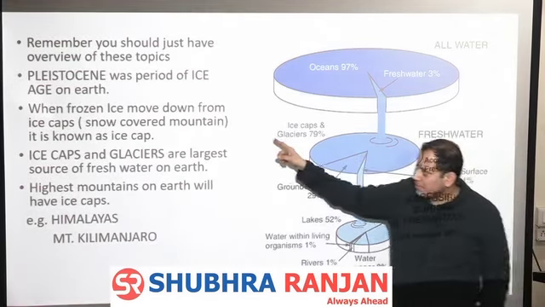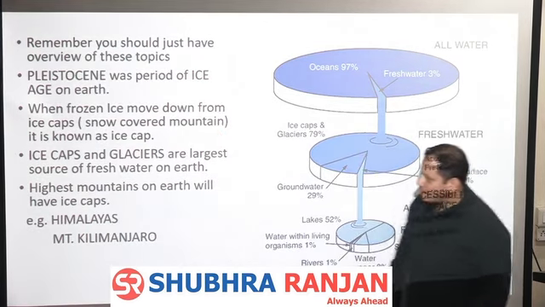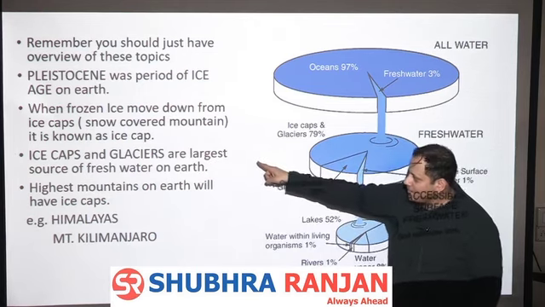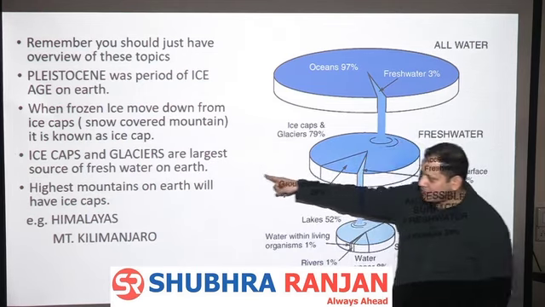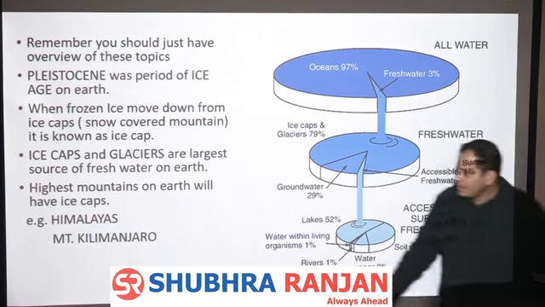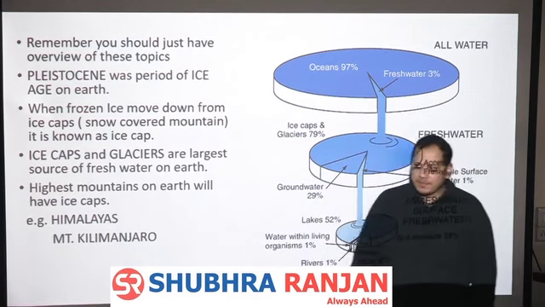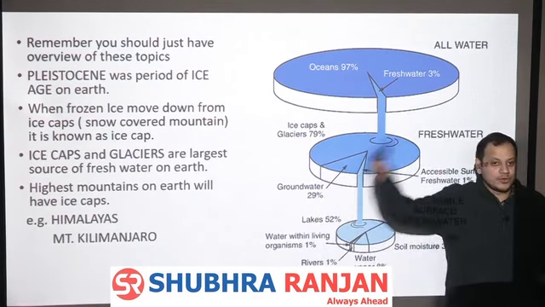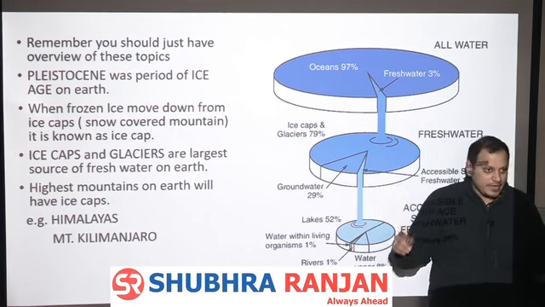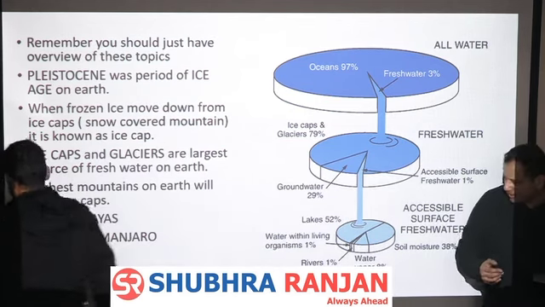When the frozen ice moves down from the ice caps, ice cap मतलब snow covered mountain, it is known as a glacier, not as an ice cap. Ice caps and the glaciers are the largest source of fresh water in the world. We have done this already. Fine. Highest mountains on the earth will have ice caps. क्यों? Highest mountains. Go to climate. The temperature decreases at the rate of 6.5 degrees Celsius for every kilometer. So can I say due to normal lapse rate, right?